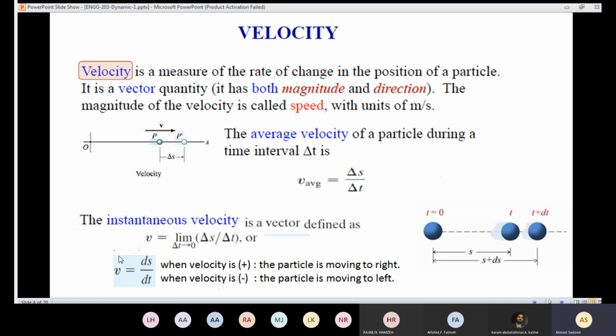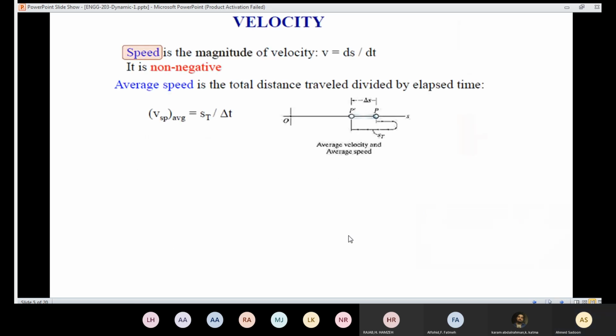The velocity could be positive. Remember the single coordinate system. If it's positive, that means the particle is moving to the right. And of course, if it's negative, that means the particle is going to move to the left. So the velocity could be positive or it could be negative. We said that the speed is the magnitude of the velocity. And of course, the speed cannot be negative.